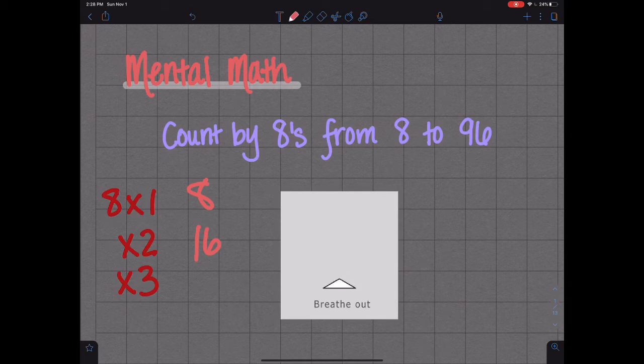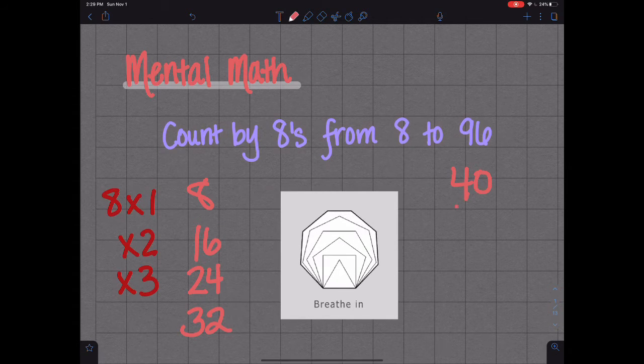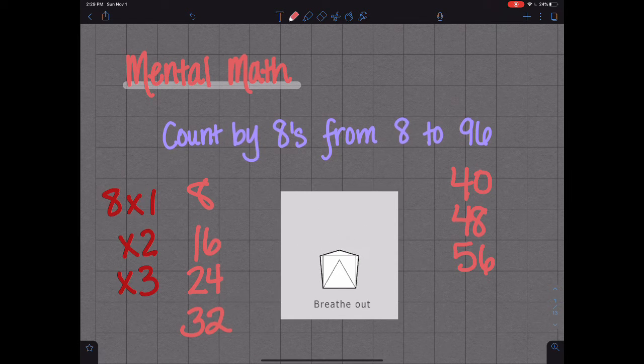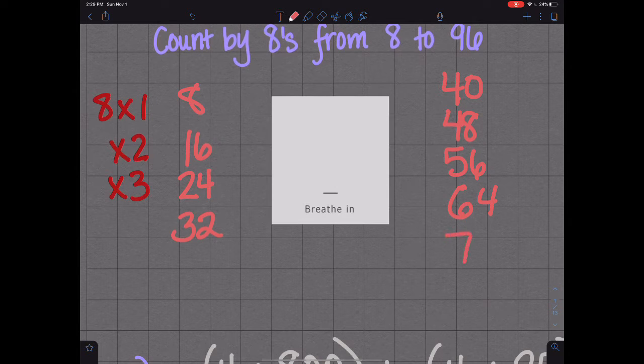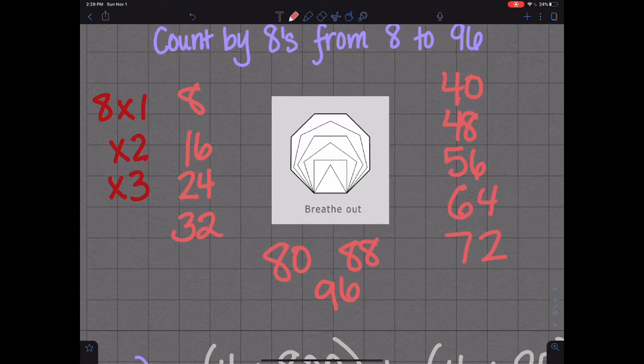16, 24, 32, 40, 48, 56, 64. What comes next? It's going to be 70 something, right? The other way you can do it is just 64 plus 8. So 72, 80, 88, 96. Okay, I think we got them all.